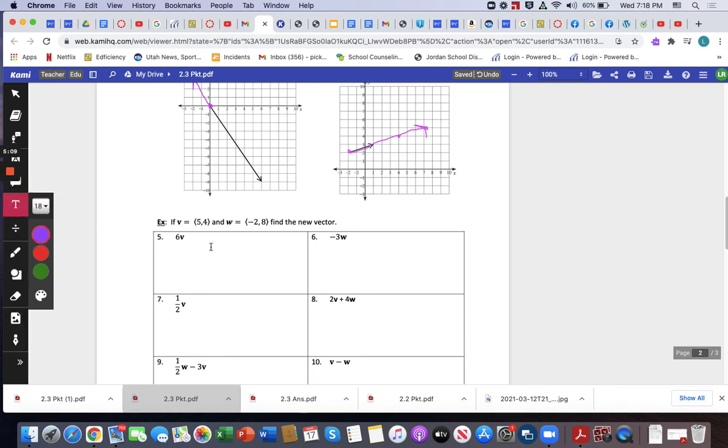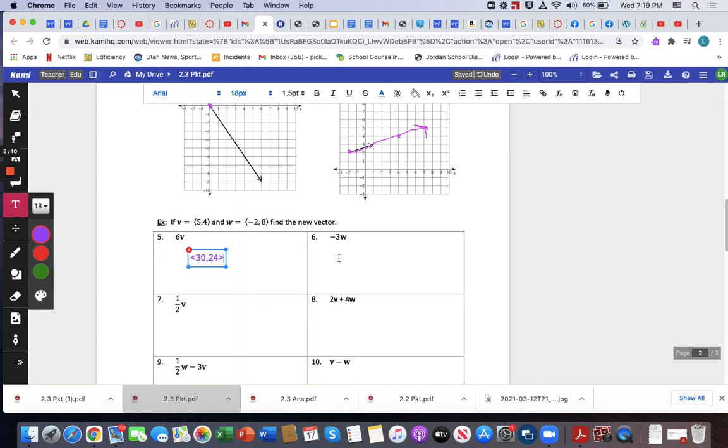Okay, next. If v equals 5, 4 and w equals negative 2, 8, find the new vector. 6v. So you take this, 6 times 5 would be 30, comma, 24. And that's what 6v would be.